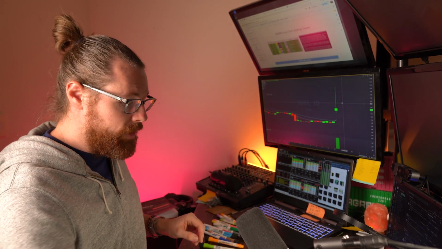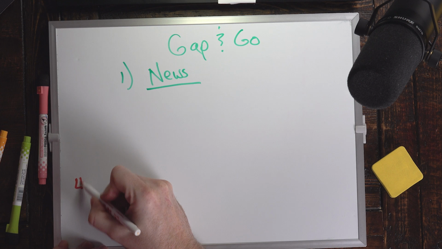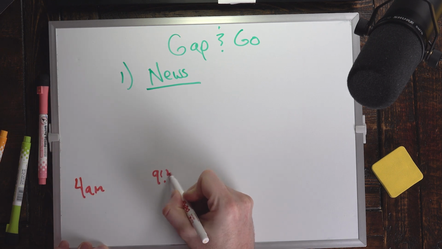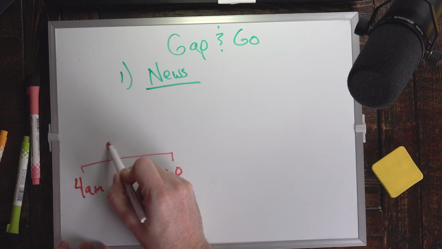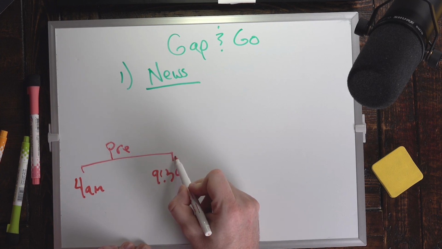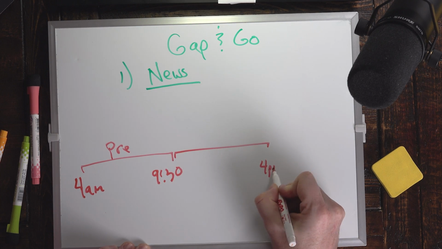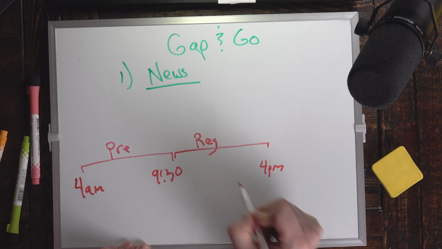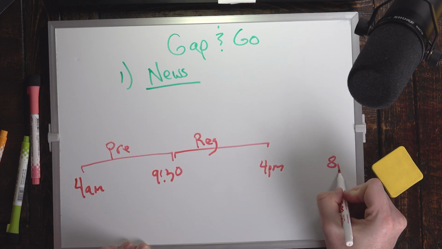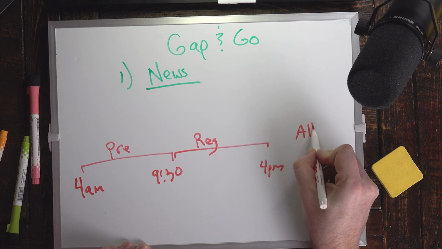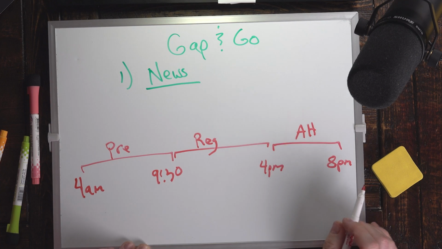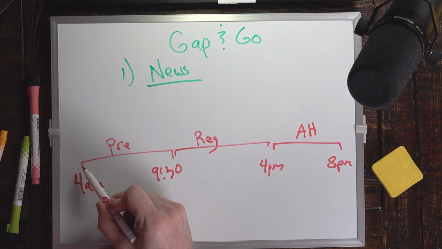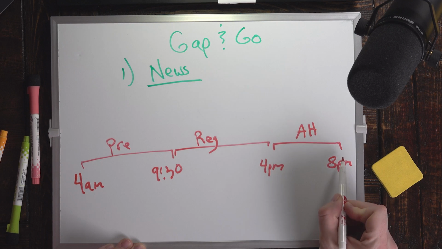So if you've been actively trading for a while, you're probably aware that we have pre-market, regular trading hours, and then after hours. If we look at the whiteboard, the way this is split is 4 a.m. to 9:30 is pre-market. Then you have 9:30 to 4 p.m., which is regular trading hours. And then 4 p.m. to 8 p.m. is after hours trading. It's kind of funny because really the market's open at 4 a.m. and it closes at 8 p.m.